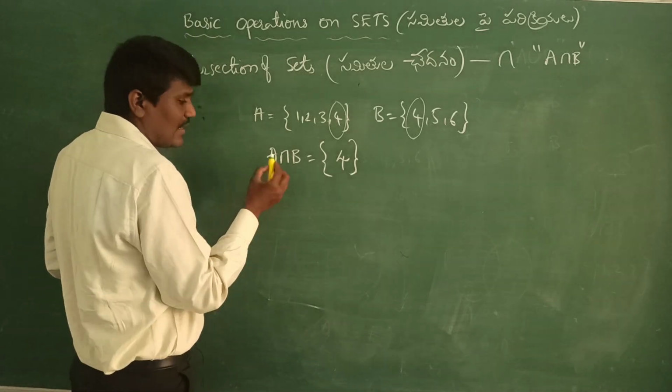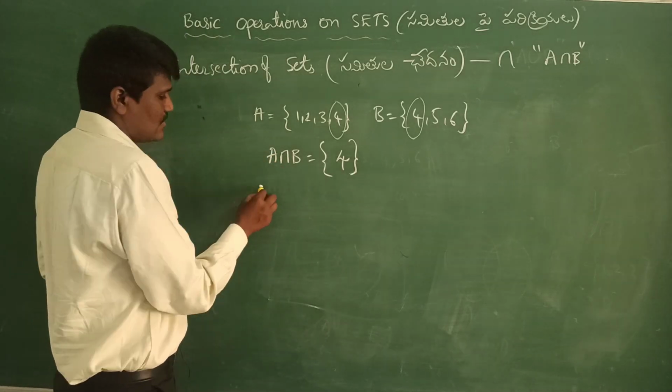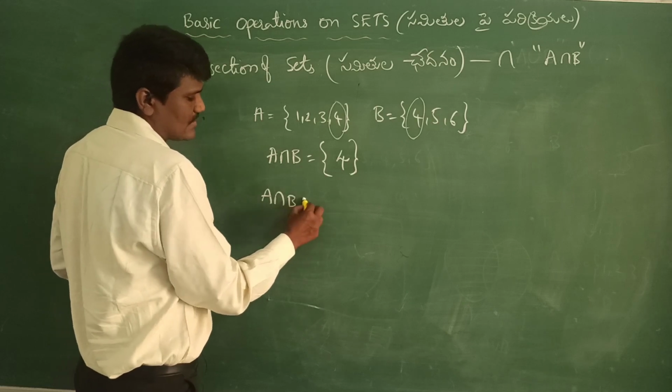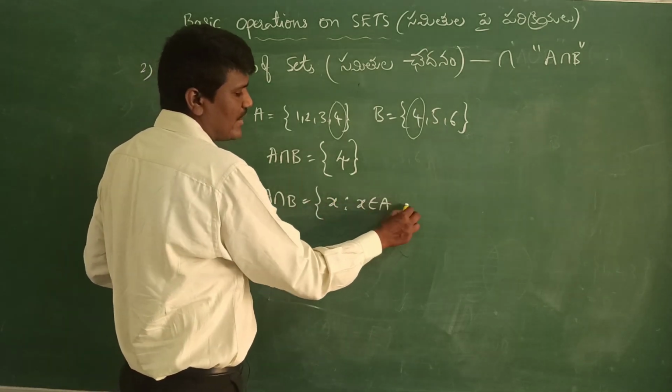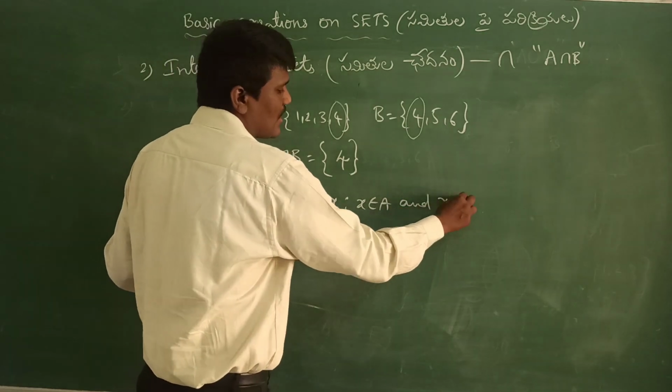So now let us write the set builder form of intersection. A intersection B is equal to {x such that x belongs to A and x belongs to B}.